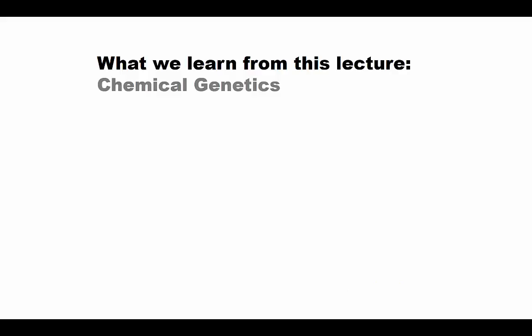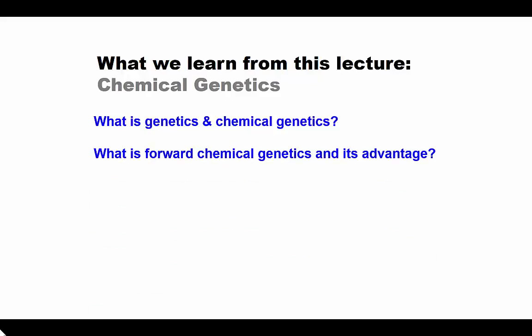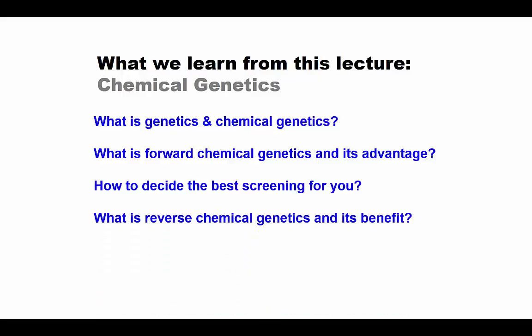In the chemical genetics part, we are going to study the difference between genetics and chemical genetics. The genetics approach has two approaches, forward and reverse. So first of all, we are going to study forward chemical genetics and its unique advantages. And then an important part of forward chemical genetics is phenotype screening. So we are going to think about how you decide the best screening for your work. And then we move to reverse chemical genetics and its benefits.